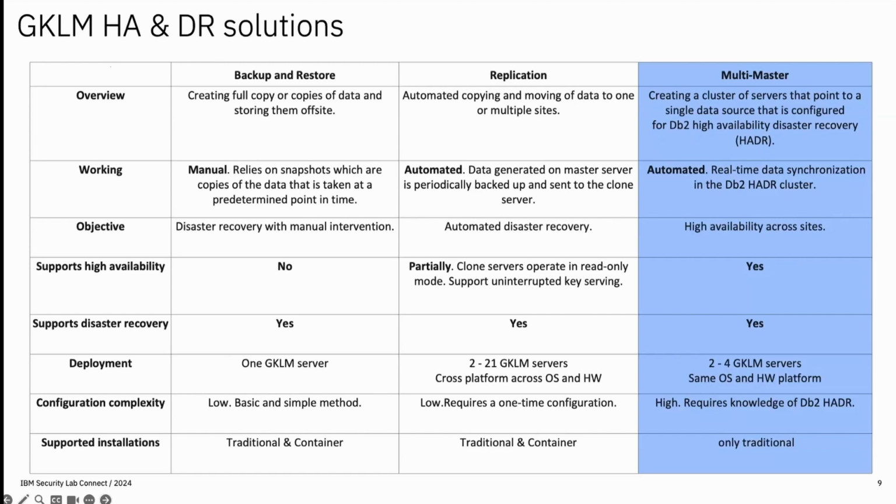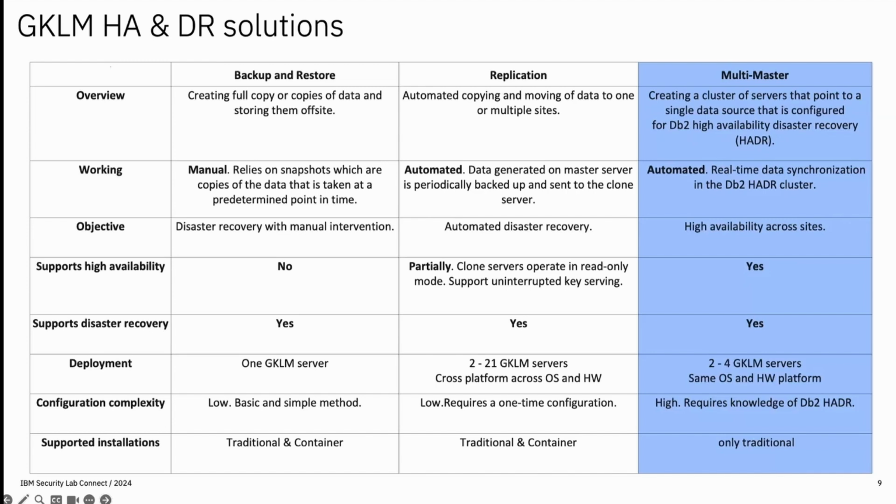While replication is done using automated processes. Data generated on the master server is periodically backed up and sent to the clone server. This supports high availability partially. We say partially because clone servers operate in read-only mode, support uninterrupted key serving, and data can be created only on the master server. This is also used for automated disaster recovery with the right deployment architecture.